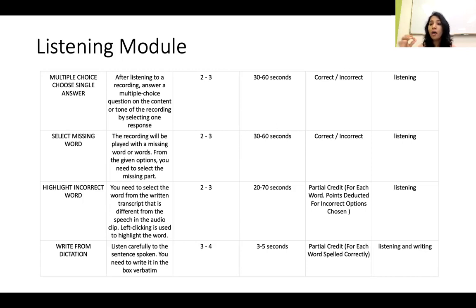You are marked for every single word that you write correctly. So if the speaker says, "Go get me a drink of water," and you write down, "Go get me a drink of water," you get 7 points towards listening and 7 points towards writing. So this question type gives you points towards both listening and writing.